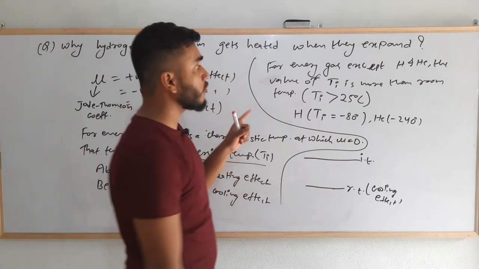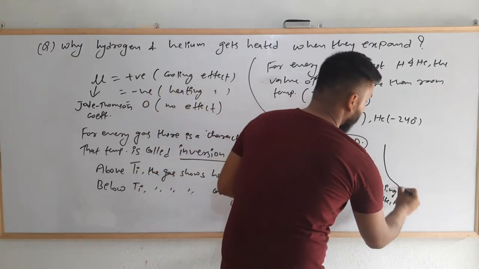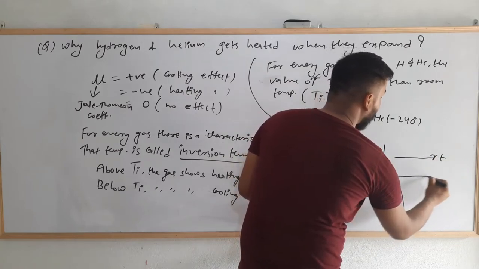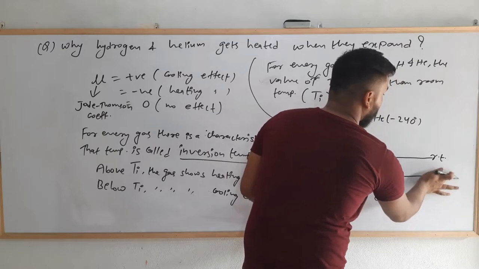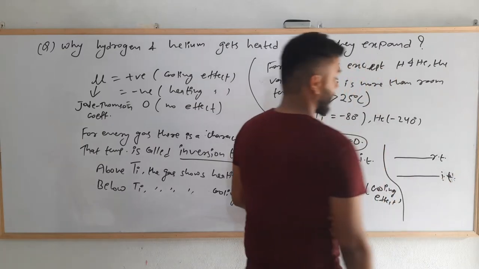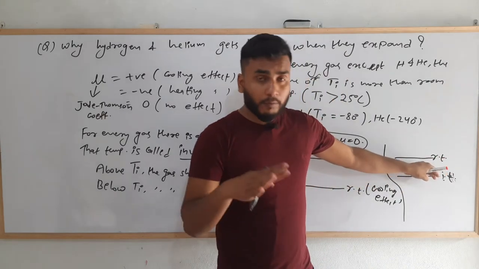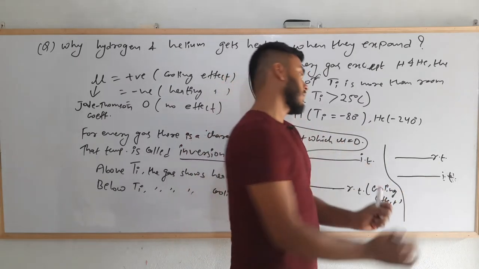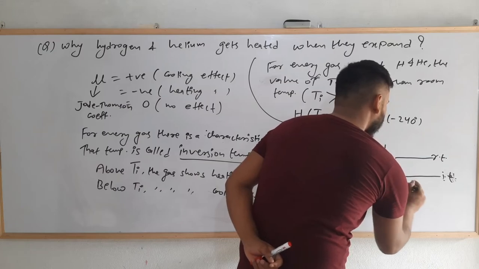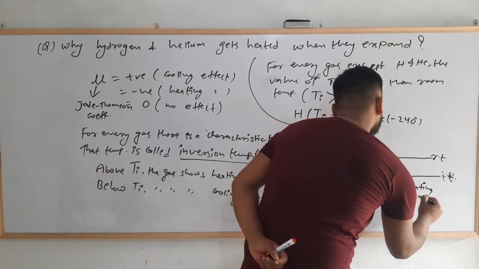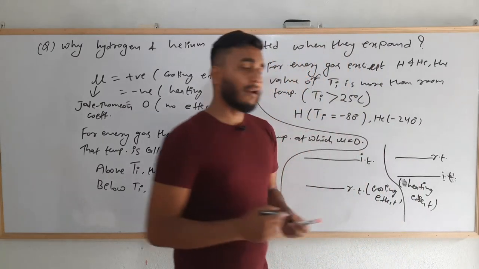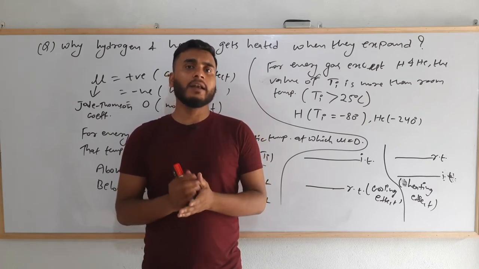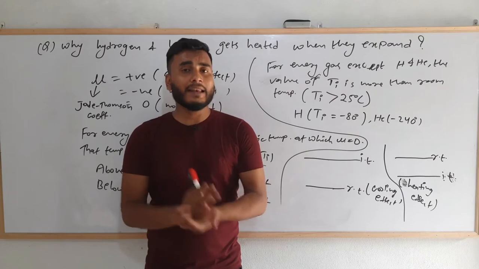But on the other hand, if you talk about hydrogen and helium, then for hydrogen and helium, the room temperature is over here and the inversion temperature, TI, is over here, right? So for this case, at room temperature, hydrogen and helium will always be above their inversion temperature. So it will show heating effect. This is the reason why hydrogen and helium get heated at room temperature when they expand under adiabatic condition and all the other natural gases or real gases get cooled down.